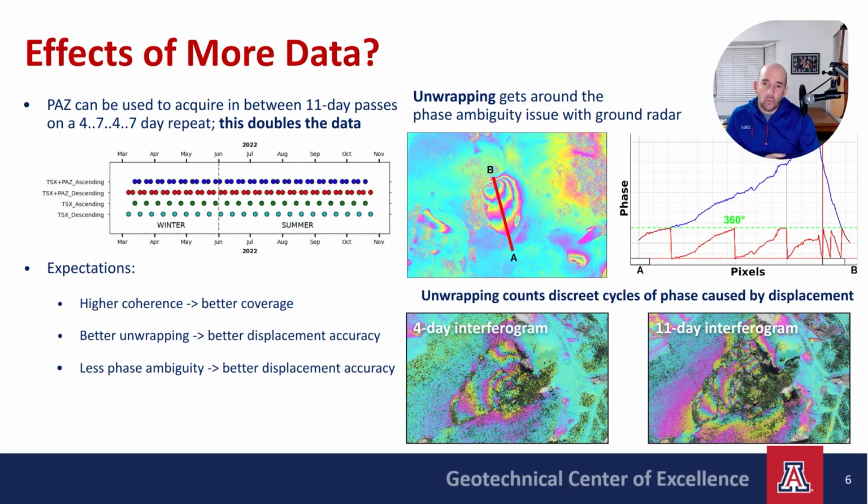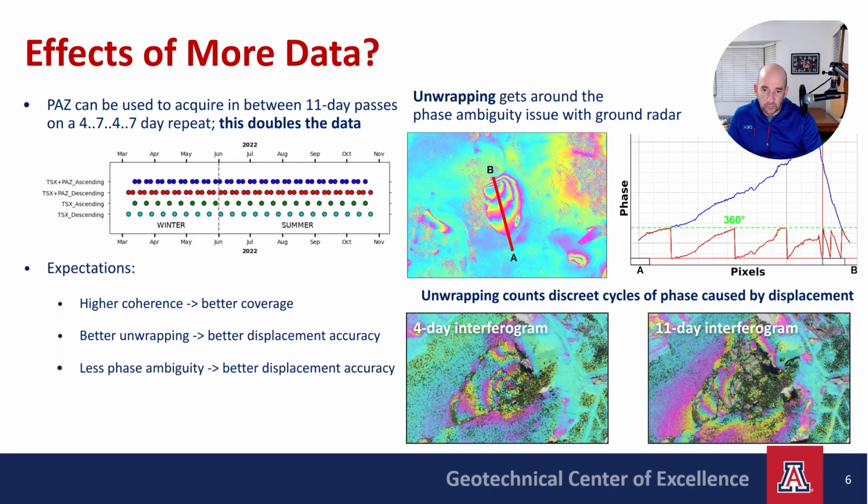So let's consider what happens if we add more data. As I said, our TerraSAR-X dataset is acquired on an 11-day frequency for each footprint. However, in between those passes that are 11 days apart, there is another satellite acquiring 4 days later. So you can acquire data on this 4-7-4-7 repeat. You can form interferograms that are 4 days long and then 7 days long and 4 days long, because 4 plus 7 is 11. And this doubles the amount of data that you can receive.